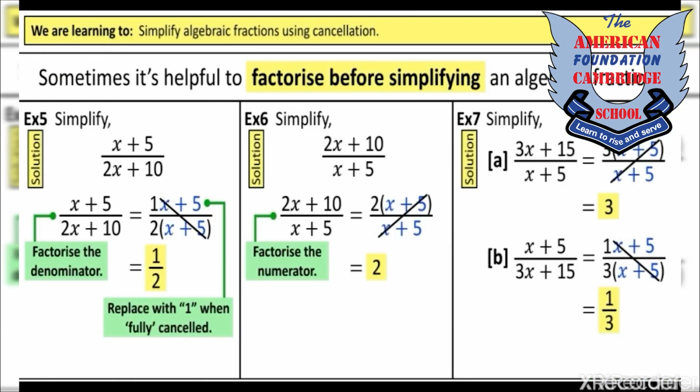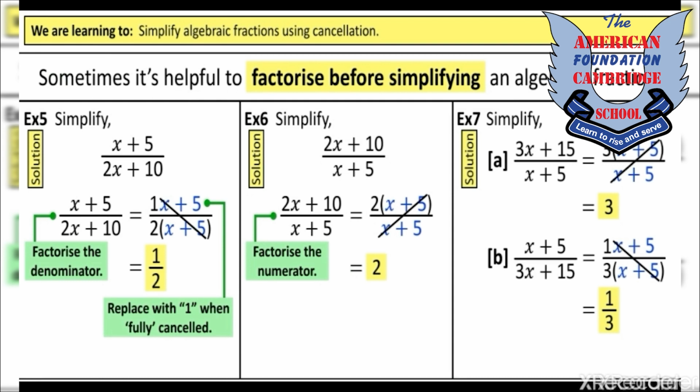Here you can see some more examples of algebraic fractions. You can have a look at them by yourself. In all these examples, you are supposed to extract the common factor first, and then you can carry out the cancellation process later on. For example number 5, simplify x plus 5 upon 2x plus 10.